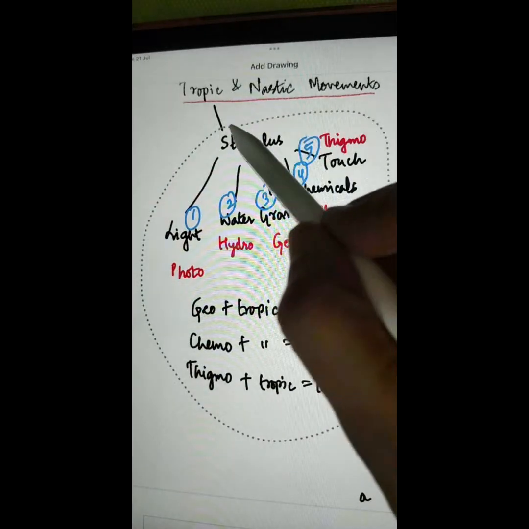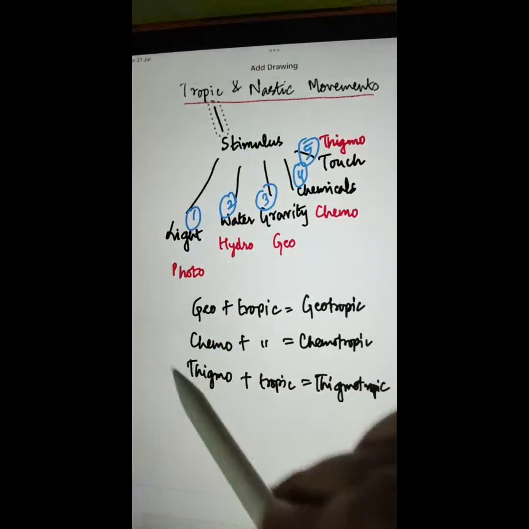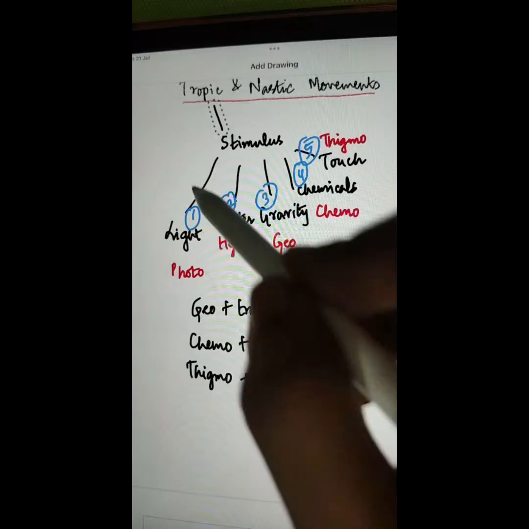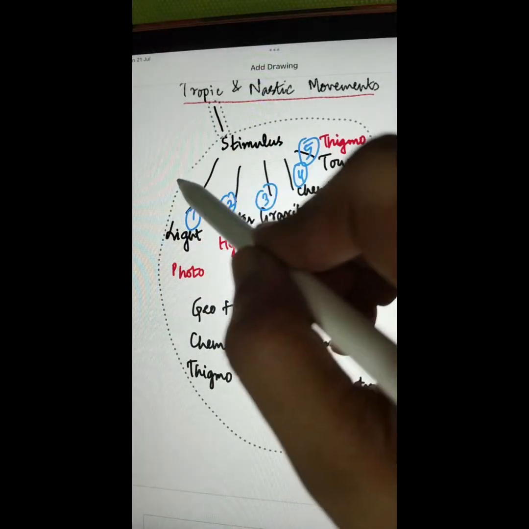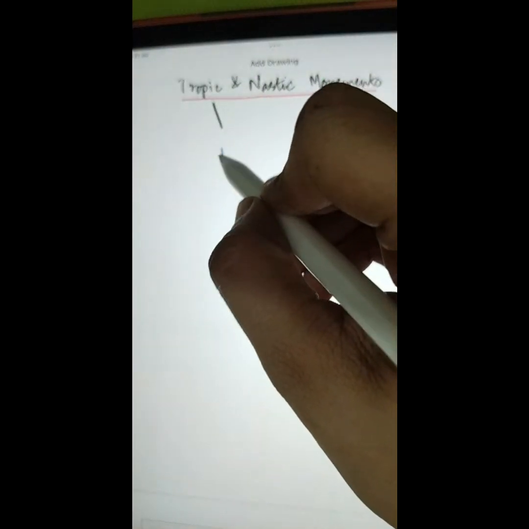After reading all the stimuli, what are you required to do? We will be studying further. Why are these movements being named as positive or negative? So let's take an example.